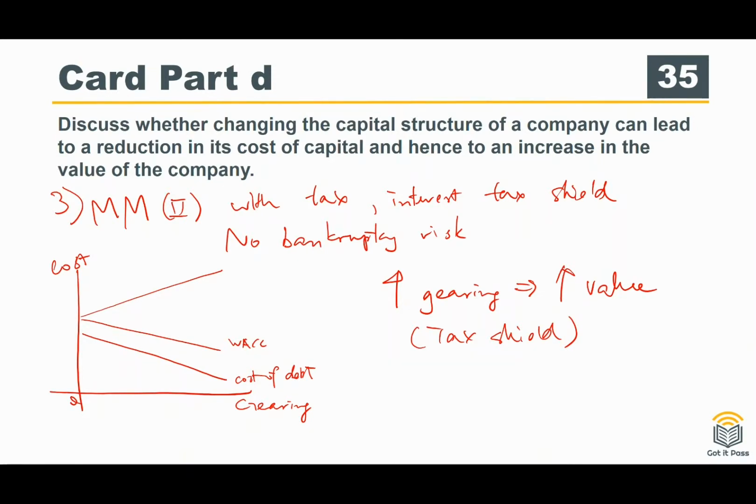So we explain different theories on the capital structure and also how it changes or how it impacts the value of the company.